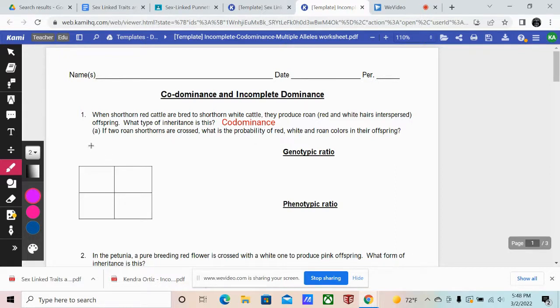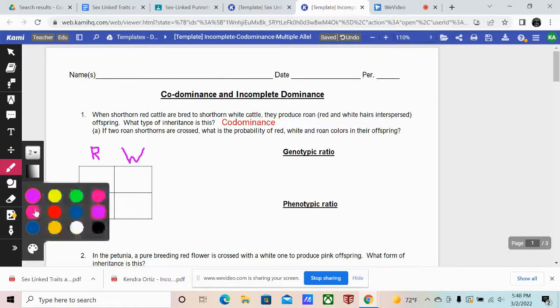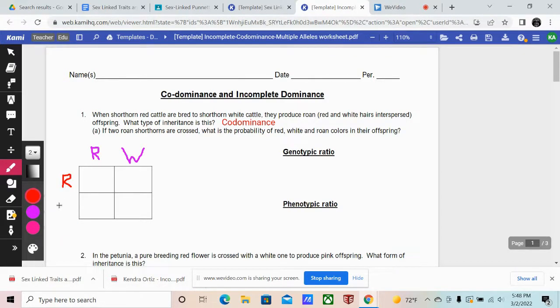All right, so the genotype of a roan cow, it's red and white. It's going to have an R allele for red and a W allele for white. They're codominant. They're both dominant. And the other one's also going to be roan. Let me switch it to red, I don't like purple. So this one's also going to be RW, a cow that's red and white. And it's just a regular Punnett square.